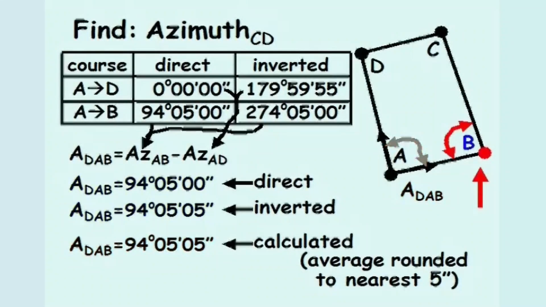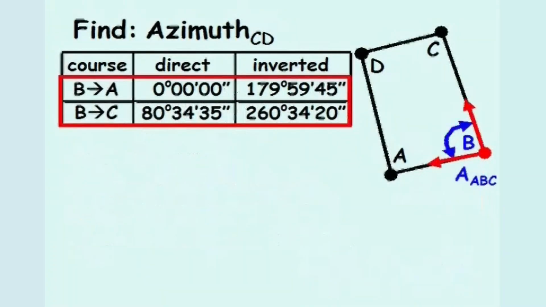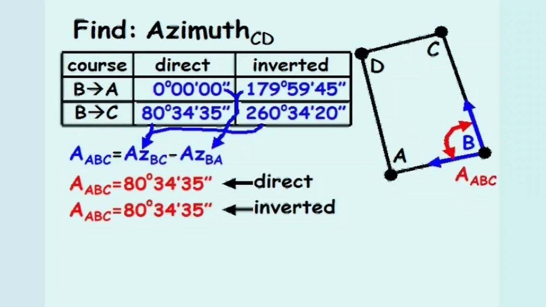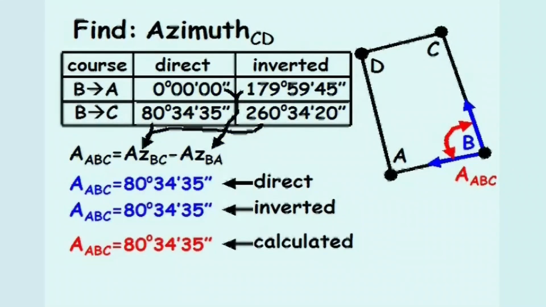Next, we'll move over to point B and use the survey data for courses BA and BC. Similar to angle DAB, angle ABC equals the azimuth of course BC minus the azimuth of course BA. After plugging in the appropriate values, angle ABC equals 80 degrees, 34 minutes, 35 seconds for both direct and inverted measurements, which will also be the calculated value for this angle.